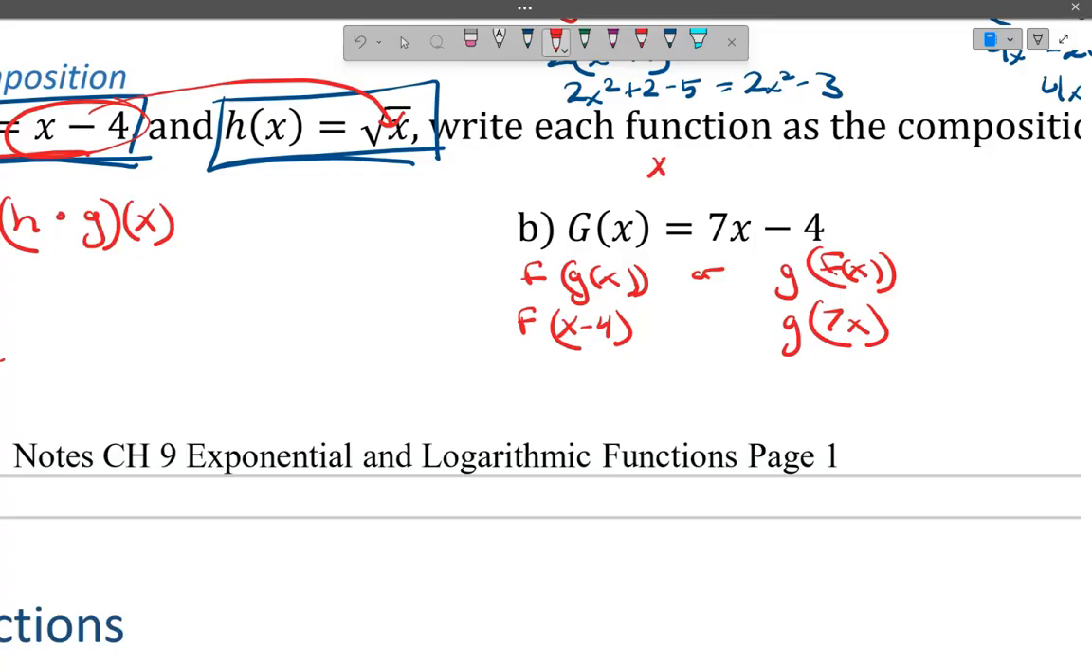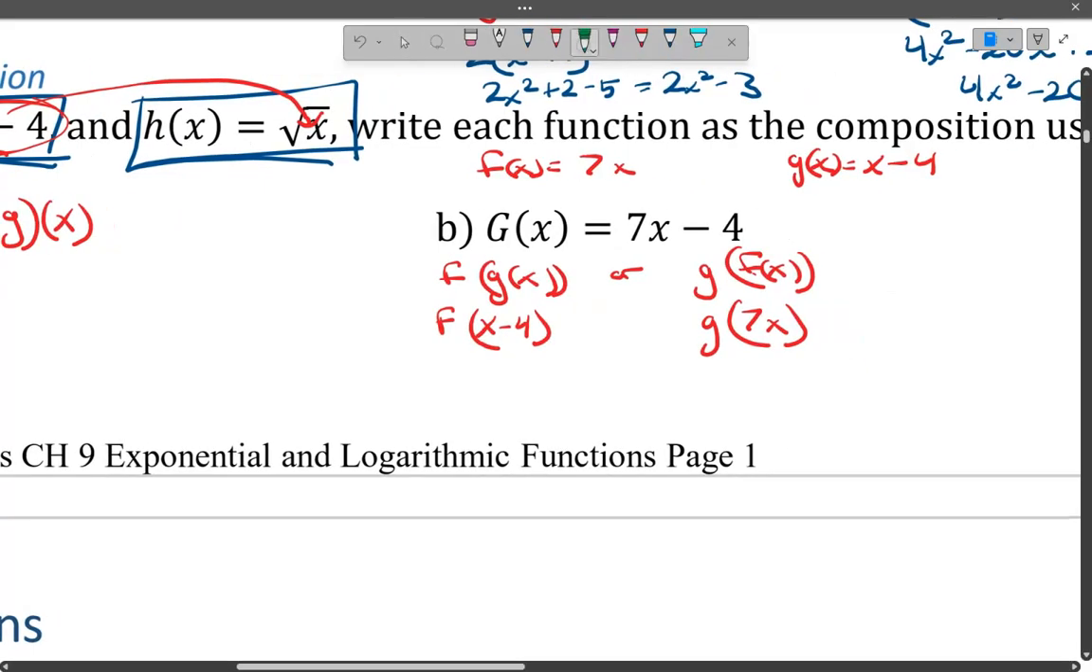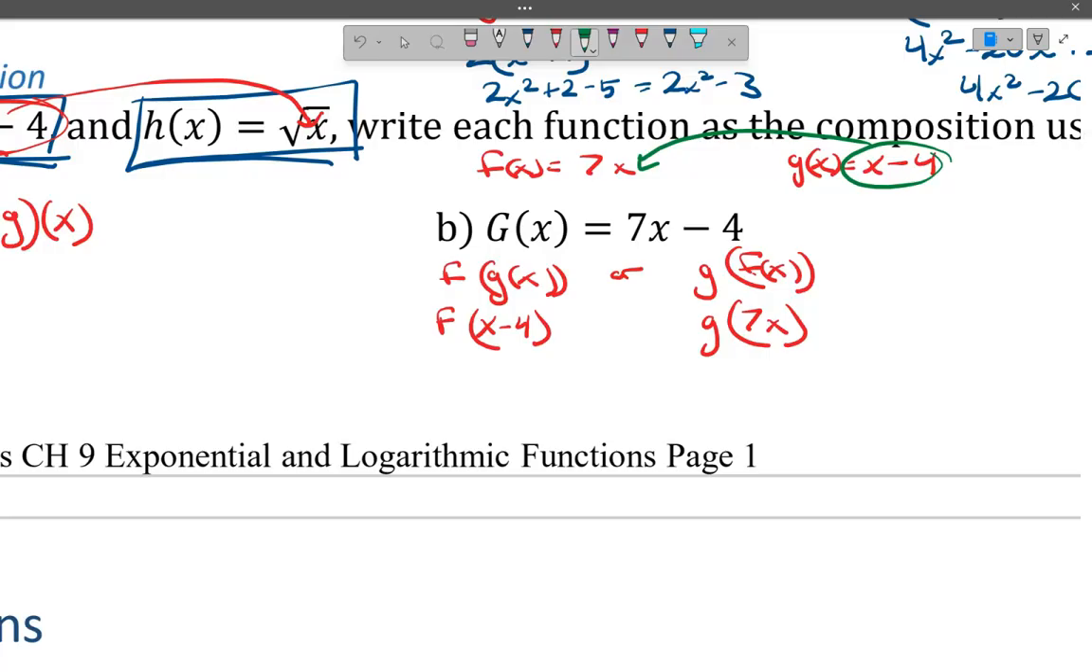Let me rewrite these real quick over here. So we've got f of x, 7x, and g of x is x minus 4. So to start, if x minus 4 is my input, I take this value and I substitute it in for x here. I have 7 times x minus 4, which gives me 7x minus 28. That is not the same as 7x minus 4.